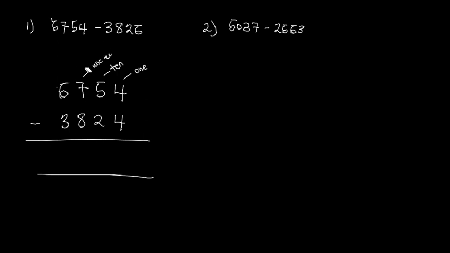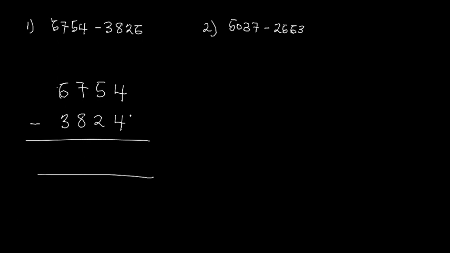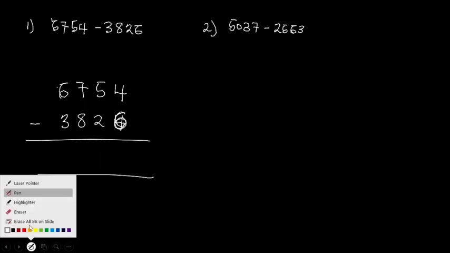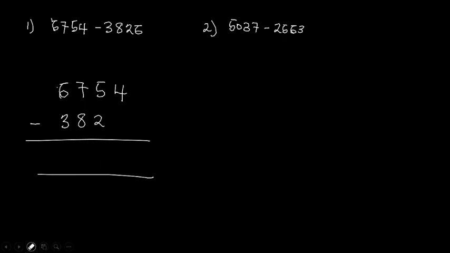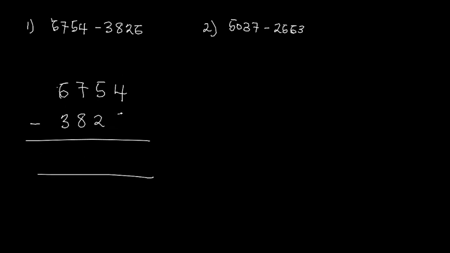Alright, so let's look at what the answer for this particular problem is. Alright, so over here it's 3,826, it's supposed to be 6. Okay, so let me clean that and write it well. That is 6 over here. Alright, so we need to do the subtraction.